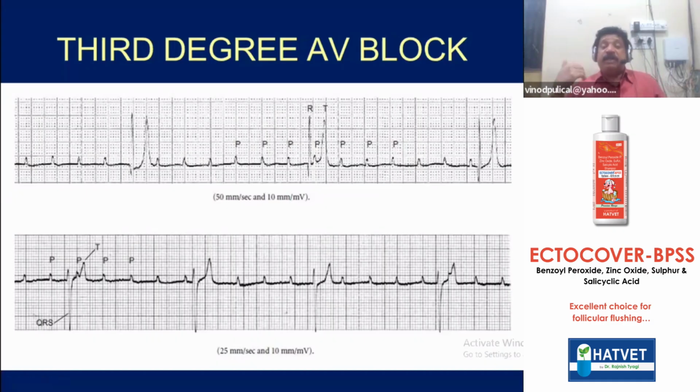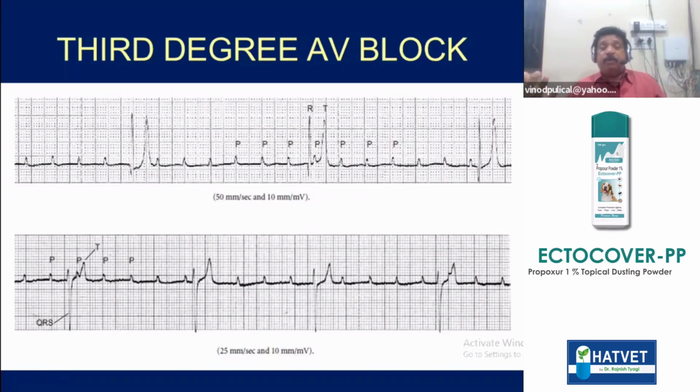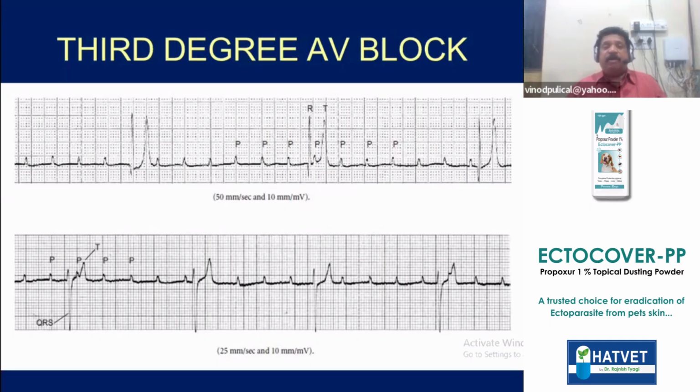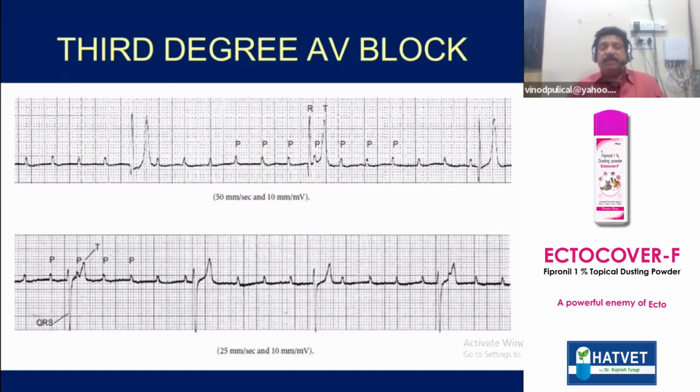Whenever you get first degree or second degree AV block, somehow it is manageable. We have to go through vital organ function disorders, and we have to correct the function disorders. Sometimes the patient may escape. In third degree AV block, there is no chance of escape. For veterinary patients, definitely they will die.